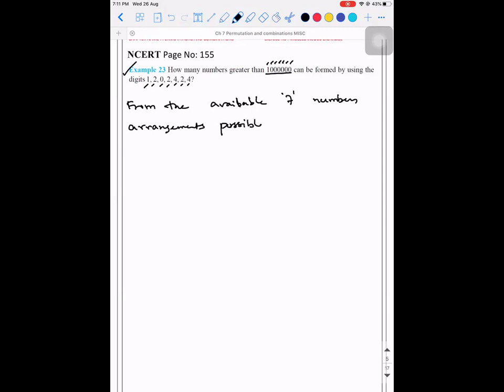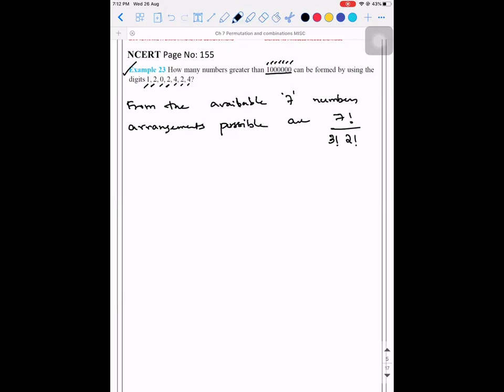You can arrange the 7 numbers among themselves in how many ways? 7 factorial ways. But what is the problem with this? 0 is there, sir, and secondly, 2 is getting repeated thrice. So 3 factorial into 2 factorial. 3 is for 2 and 2 is for 4. Are you guys able to understand till here?